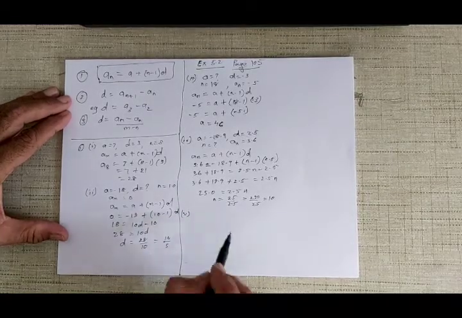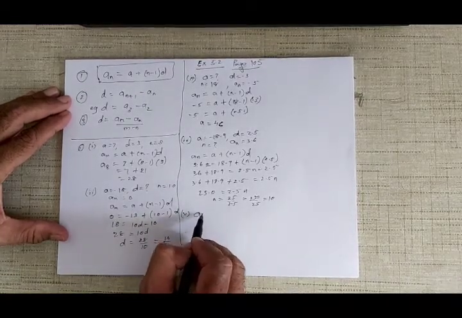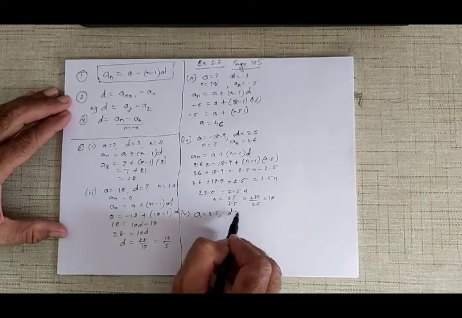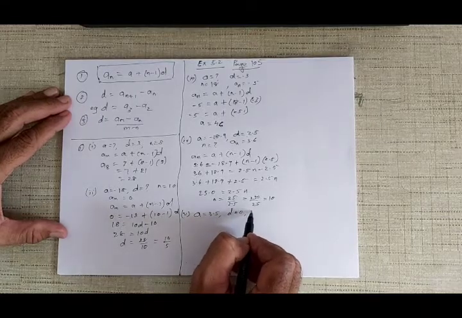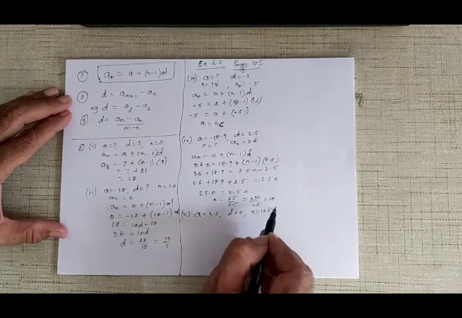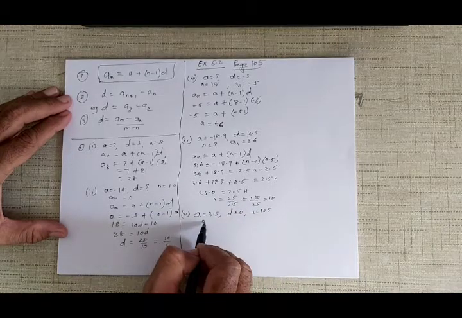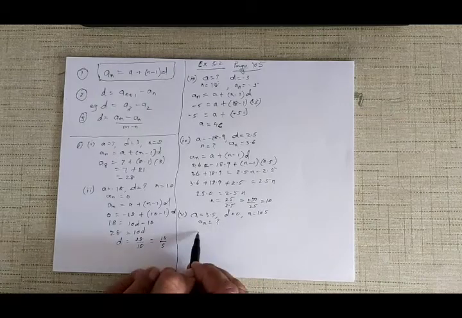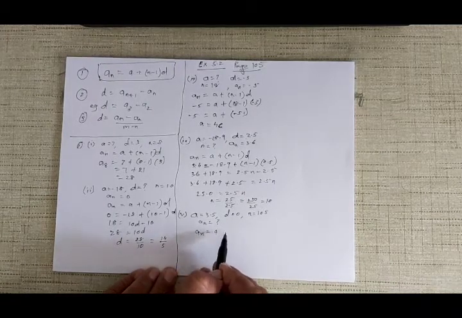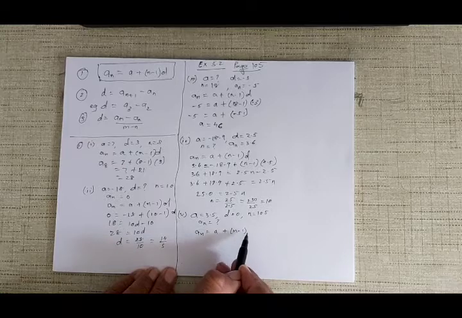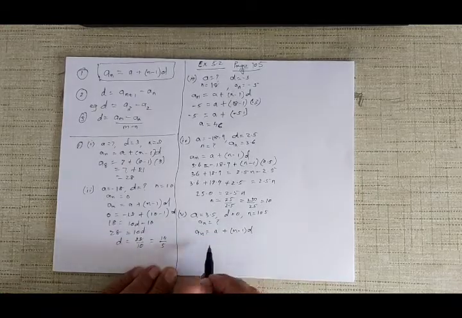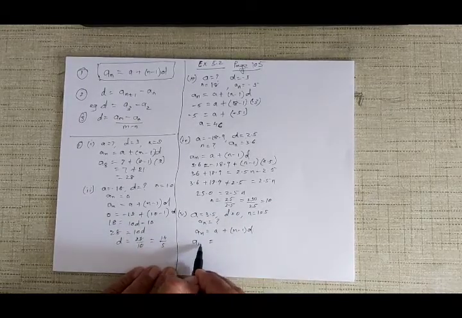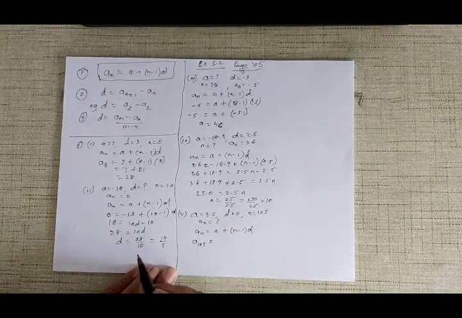Now look at the fifth one. A is equal to 3.5. D is equal to 0. N is equal to 105. And A of N we want to find out. Again we apply the same formula, and write the formula every time so that you automatically learn it. A of N is A plus N minus 1 D. N is equal to 105, so actually you are finding A of 105. That is what you are finding.